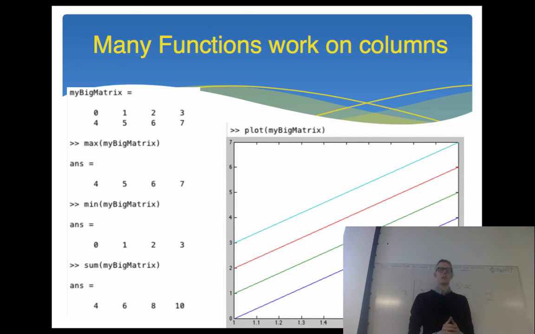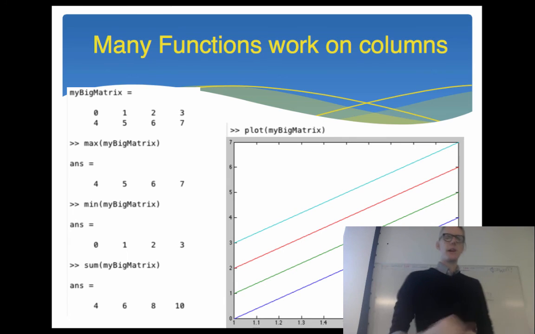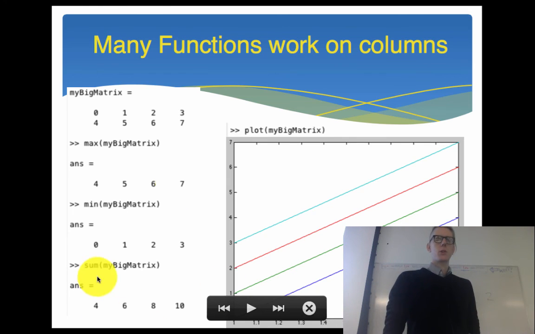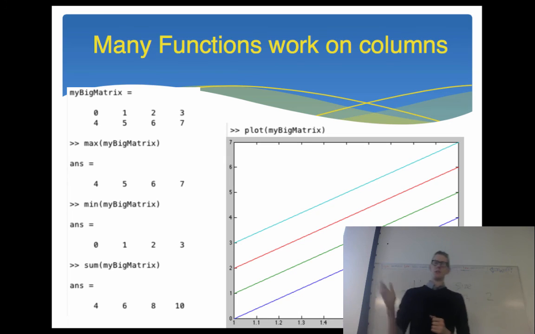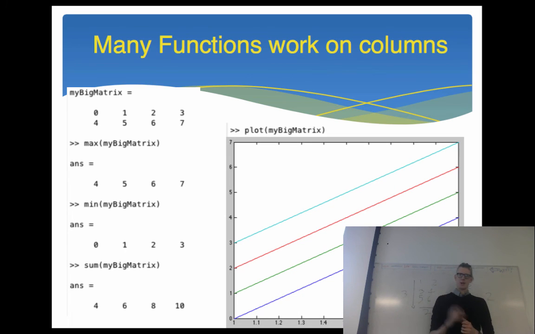Okay, so lots of things work on matrices. Specifically, they tend to work by default on columns. If I define a matrix called my big matrix and set it equal to those numbers, remember you would do that by having a square bracket and doing 0, 1, 2, 3, semicolon, 4, 5, 6, 7. Close your square brackets, maybe a semicolon if you don't want to see the output, and then you will have a variable called my big matrix defined.